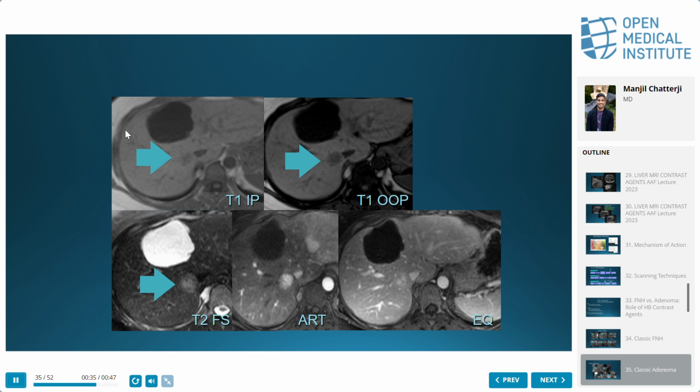Okay. That's okay. So we have a T2 hyperintense mass with arterial enhancement. On the delayed phase, not so sure. Like this one doesn't clinch it. So EOVIST for something like this could be really helpful to determine if this is an adenoma or an FNH.